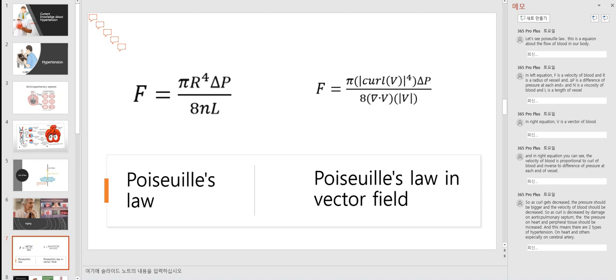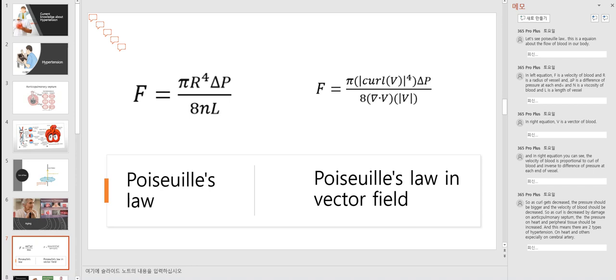Let's see Poiseuille's law. This is an equation about the flow of blood in our body. Let's look at the equation. F is the velocity of blood, R is the radius of the vessel, delta P is the difference of pressure at its ends, N is the viscosity of blood, and L is the length of the vessel. In the right equation, V is the vector of blood, and you can see the velocity of blood is proportional to the curve of blood and inversely proportional to the difference of pressure at each end of the vessel.